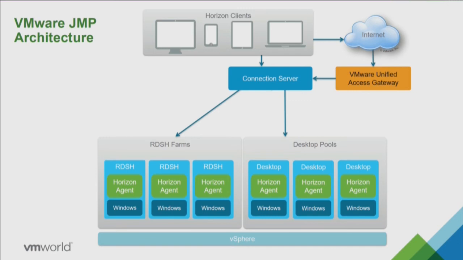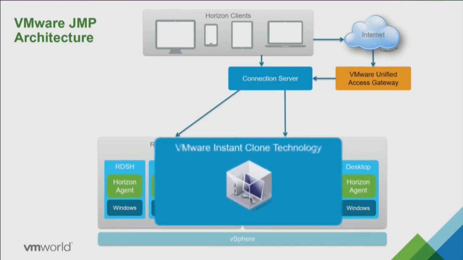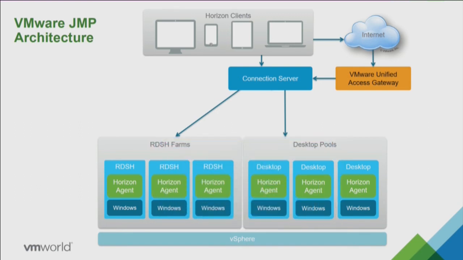But for now, we'll talk about what this is. So this is a picture of the Horizon environment. You'll recognize connection servers and Unified Access Gateway for external access, RDSH farms, and VDI desktops that we've created with instant clones, right? So that's the starting point. Now, I'm talking about Horizon 7 here, the classic VDI platform that we've had since I've been at VMware for about 10 years now.